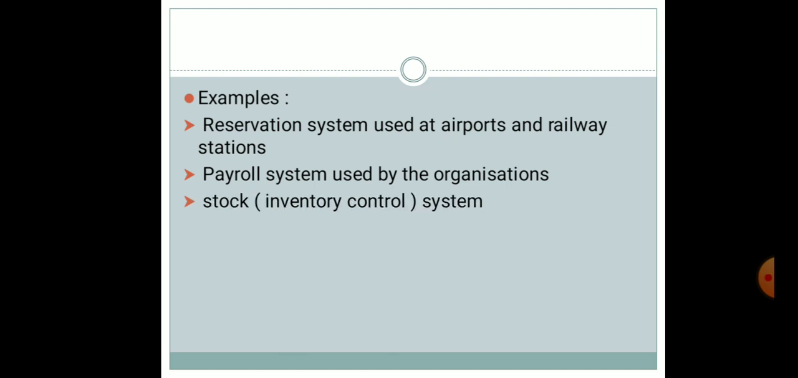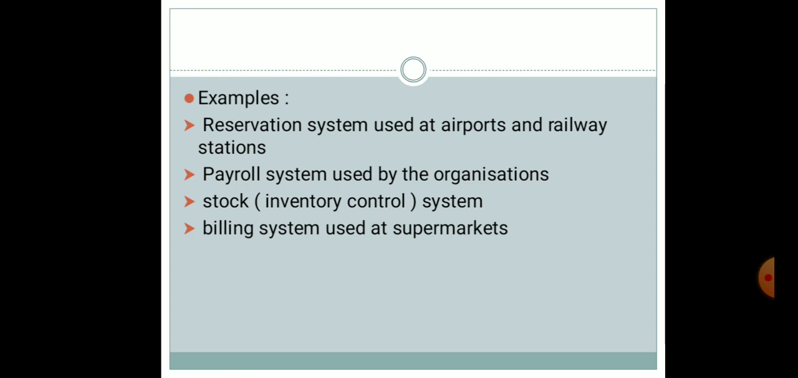Stock system or inventory control system, that is to maintain the stock level. If we have the stock in the shop, to maintain that stock level we need a particular software. So this is also not equal for all the organizations. Billing system used at the supermarkets. Each supermarket has a different kind of billing system, isn't it? So they are also doing this with the specific purpose application software. So these are the examples of specific purpose application software.